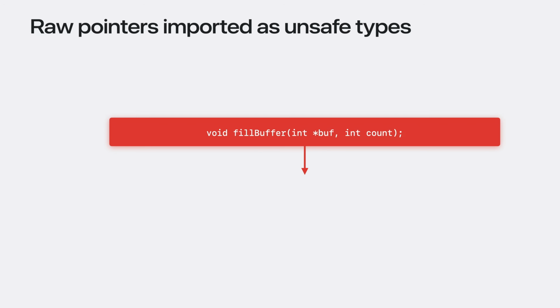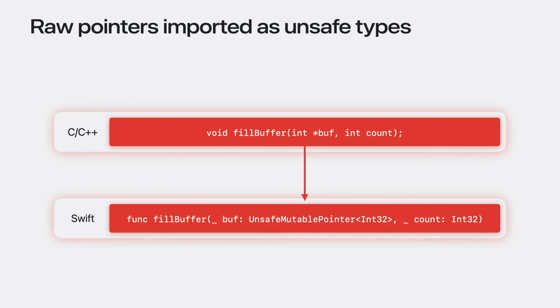At a high level, the problem is that C and C++ functions that take or return raw pointers are very difficult to call safely. Calling them incorrectly might cause security and stability bugs such as buffer overflows and use after free. Because of this, pointers from C and C++ are imported as unsafe types in Swift.